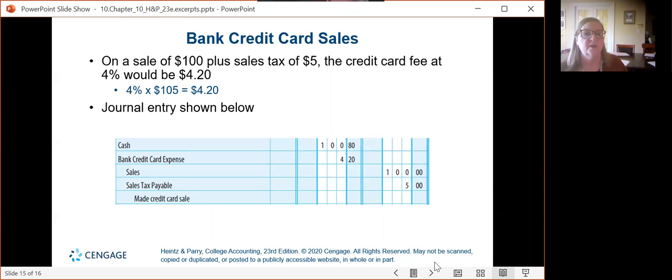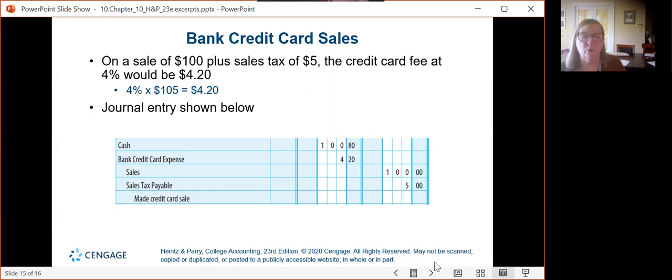So let's see what we do. So we've got a sale of $100 with $5 sales tax, and a credit card fee of 4%. And so we would record 4%. The credit card company gets their percentage even of the tax amount. So whatever the total is that's owed, the credit card company gets their little clip. That's a percentage.